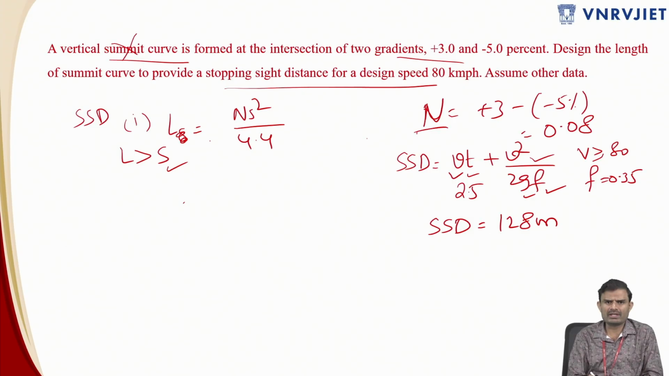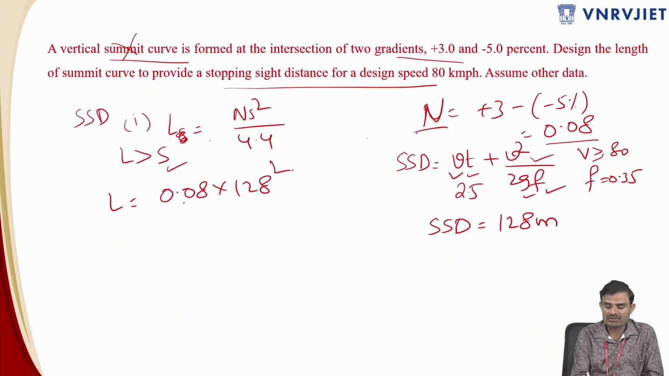So generally we go ahead with assuming that L greater than S for the first instance. So then L is equal to NS square divided by 4.4. N is nothing but 0.08. I told you this, you have to substitute in percentages. Multiplied by S, which is nothing but 128 whole square divided by 4.4. You get the value of L is equal to 298 meters.